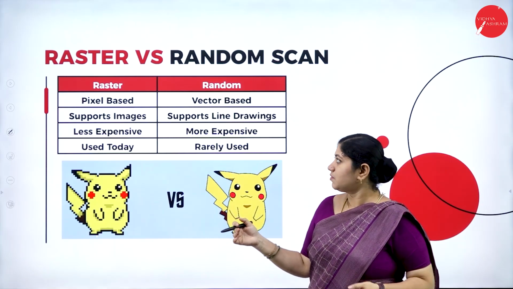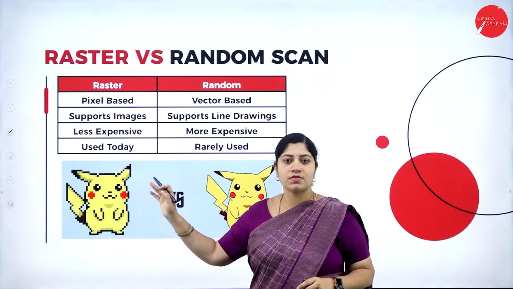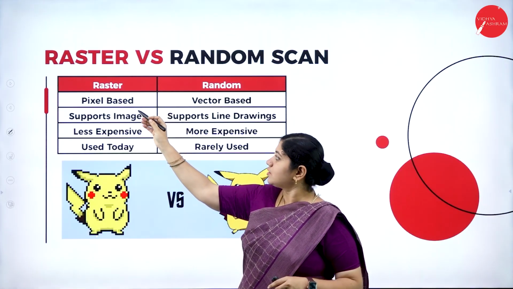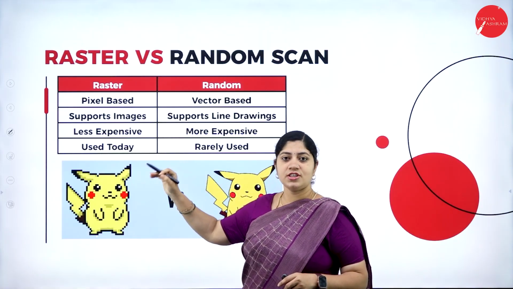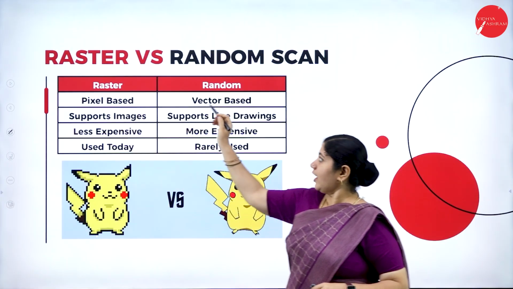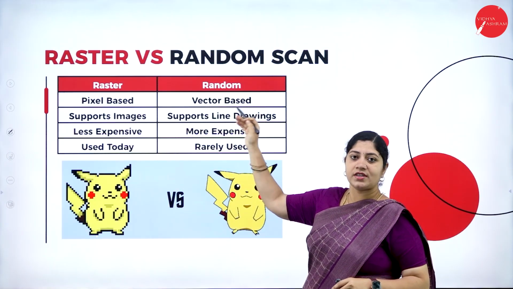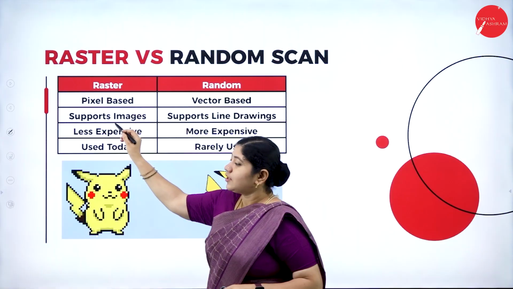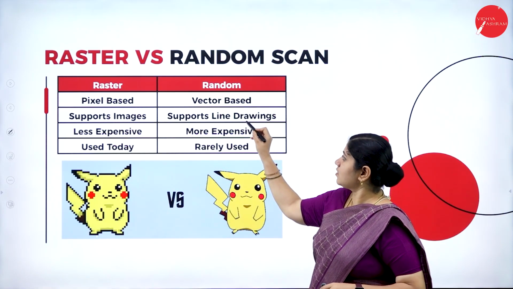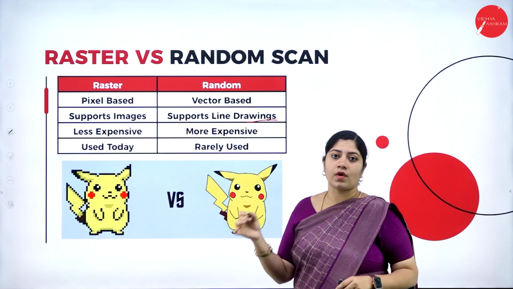So let's move forward and see a simple difference between our raster and a random scan. Under raster, we did learn that it goes pixel by pixel. So it is pixel based, and the random is vector based. The raster supports images, whereas the random supports line drawings.